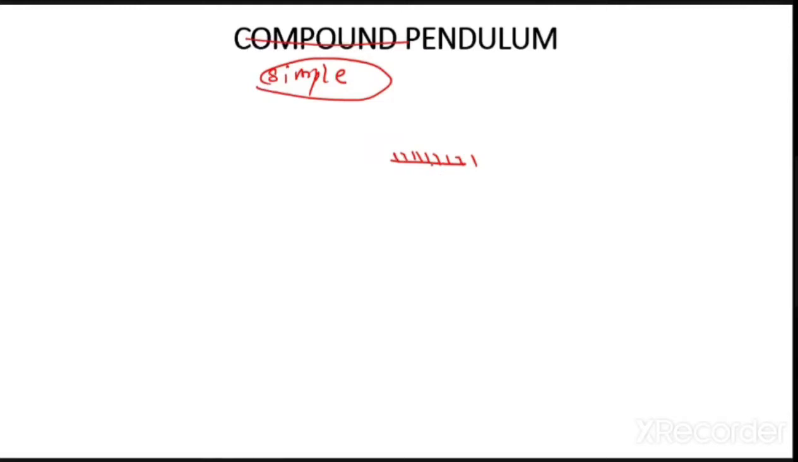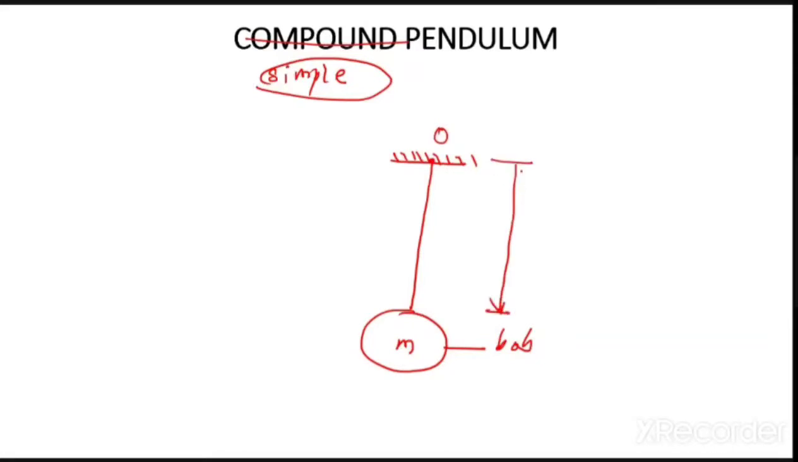Understand what I'm trying to say. So this is a string, and this is a small mass m. This is called a small mass m of a bob, and let us say this point is O, and this is a string of length L. Now you suspend it vertically. So this is called a simple pendulum.